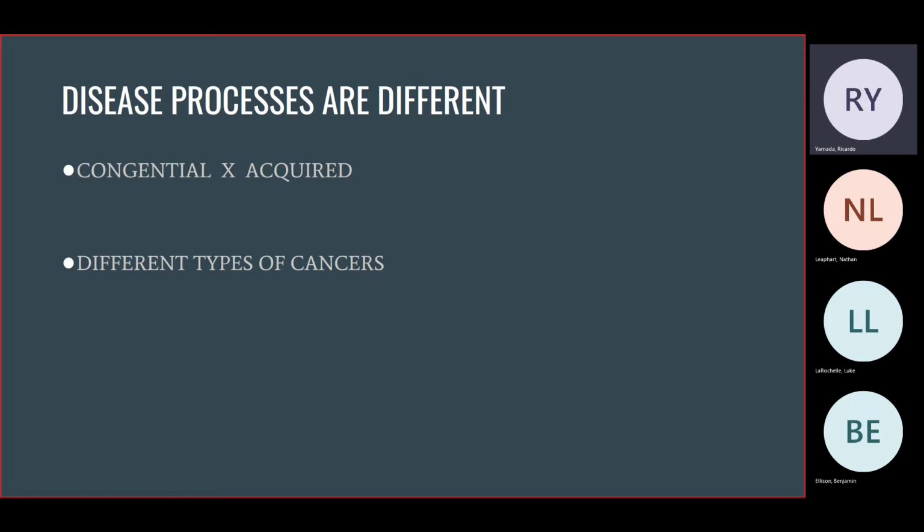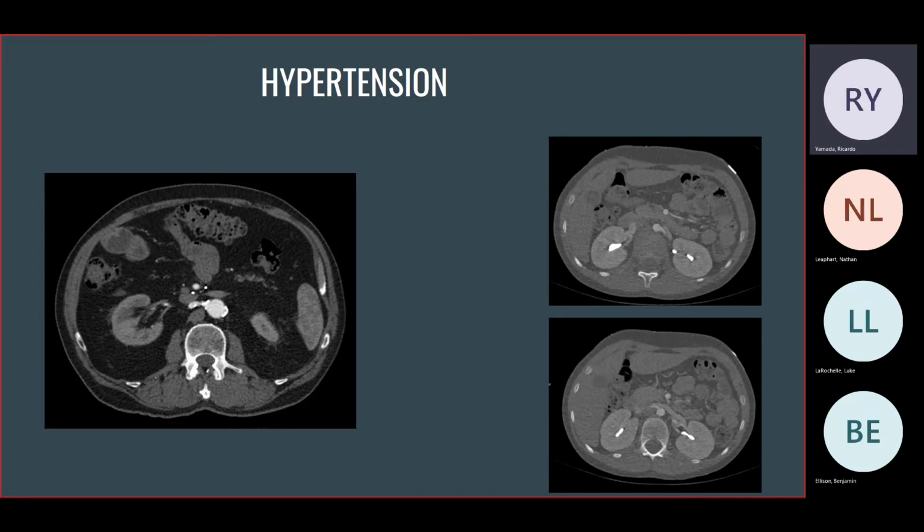And also the disease processes are very different as well. So dealing with adults, we have a lot of acquired disease, different from kids, where we have a lot of congenital disease. For example, the types of cancers are very different when we're dealing with pediatrics and adults. So you need to be aware of those differences and be familiar with them in order to treat them correctly. Right?